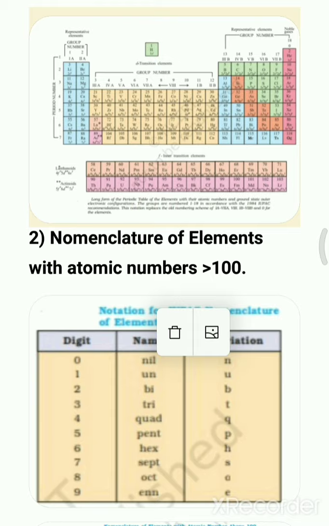So now, how can we name these elements having atomic number more than 100? That is, we can call it the nomenclature of the elements. The naming of the new elements had been traditionally the privilege of the discoverer, and the suggested name was ratified by the IUPAC. In recent years, this has led to some controversy.